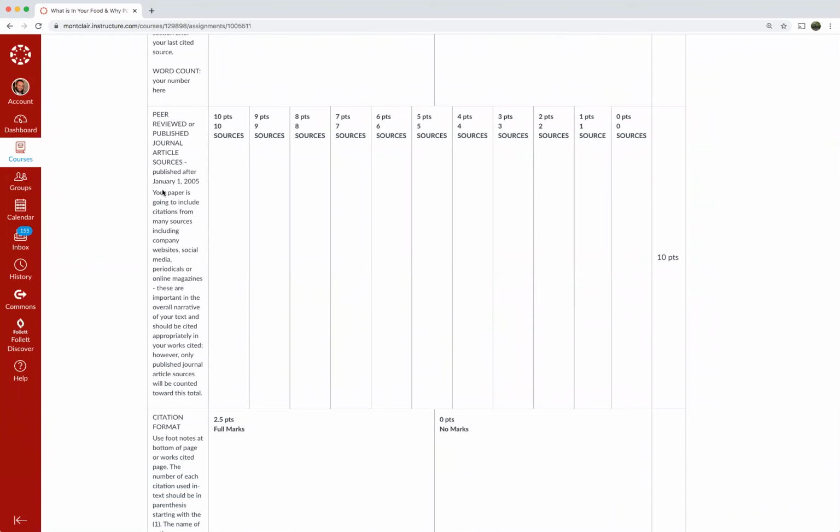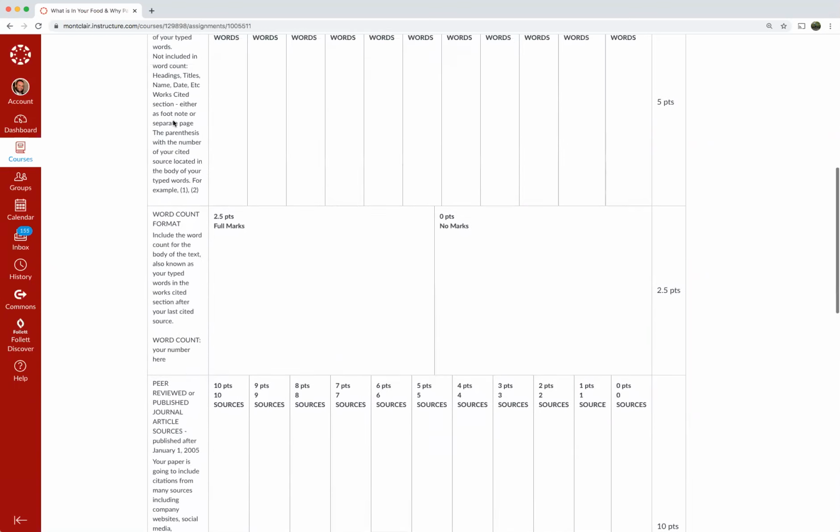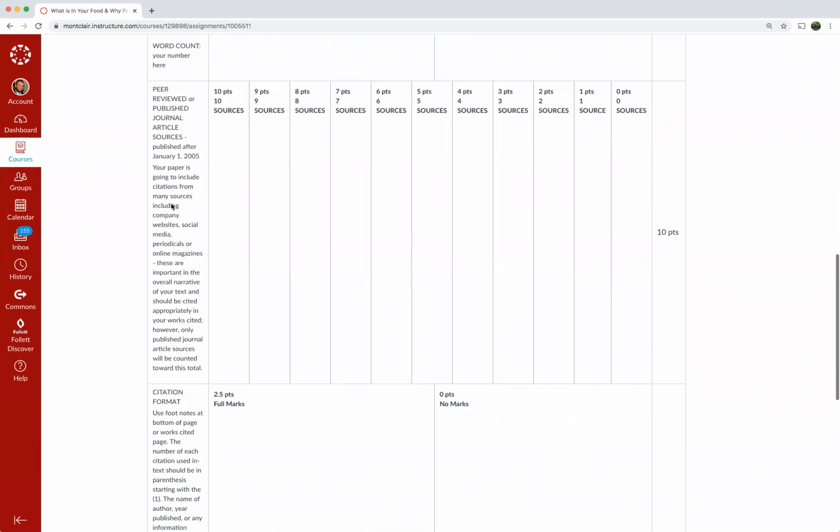Now we're going to the peer reviewed or published journal articles. They have to be published after January 1st, 2005. And here's a little note. There's the description for all the expanded descriptions, but I want to spend time going over this one in particular. Your paper is going to include citations from many sources, including company websites, social media, periodicals, which are magazines or online magazines. These are important in the overall narrative of your written paper and should be cited appropriately in your works cited section.